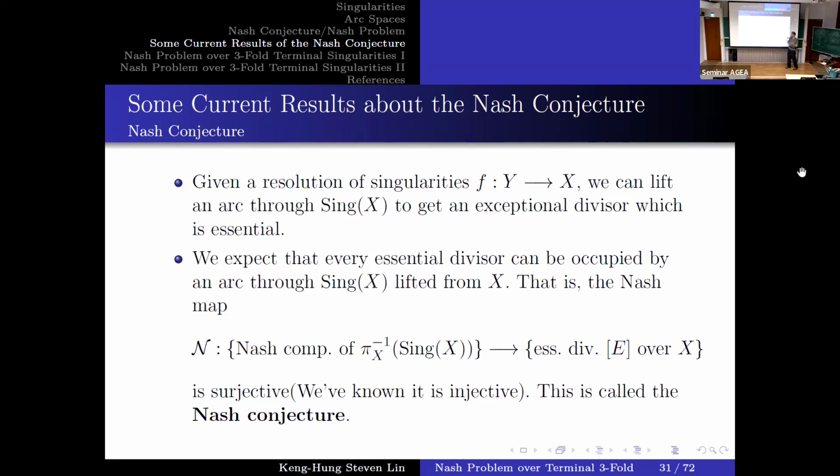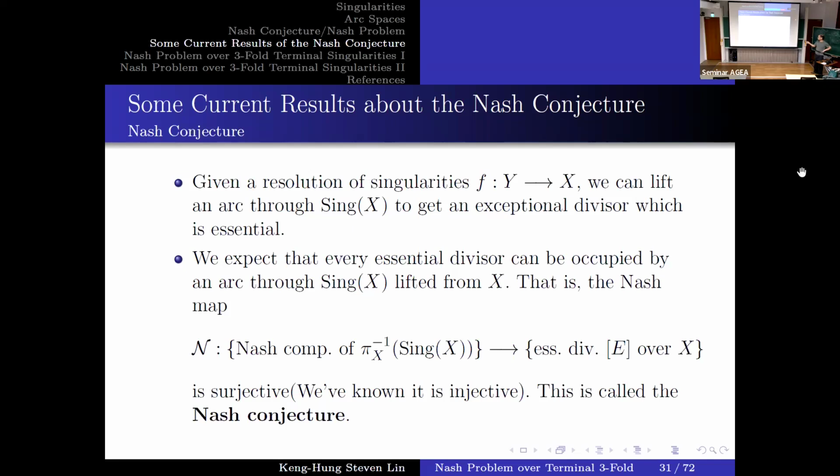So does there exist a Nash component such that when you plug it into the Nash map, it is essential, it is itself? Yeah. Which means: is the Nash map surjective? We know that the Nash map is injective, so we can naturally ask whether it is surjective.